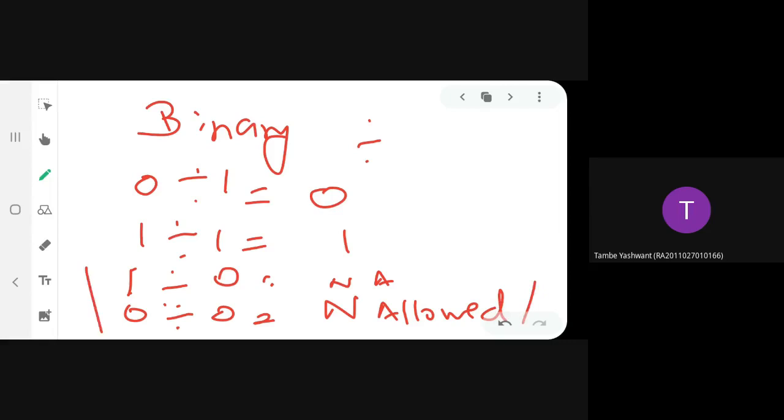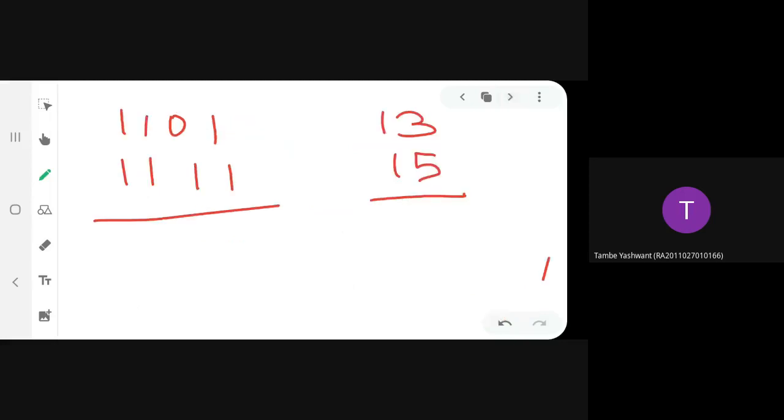So these are the four operations for binary division. With these basic laws, we are going to do some problems on addition, subtraction, division and multiplication. Then we will learn how to do 1's complement subtraction and 2's complement subtraction. So now we are going to do one problem on binary addition.